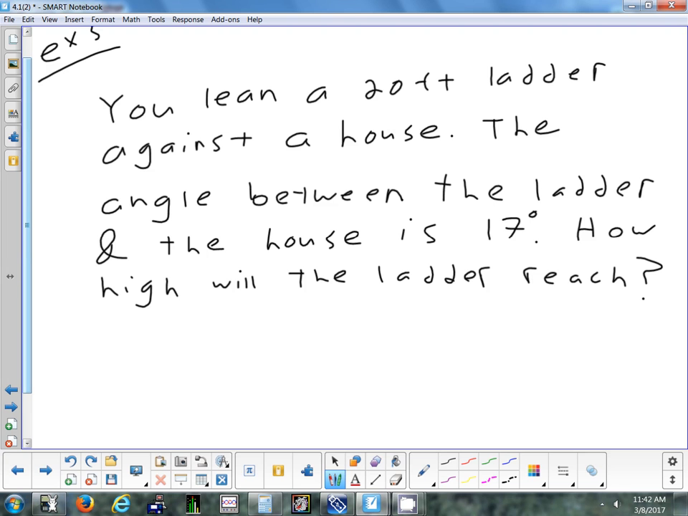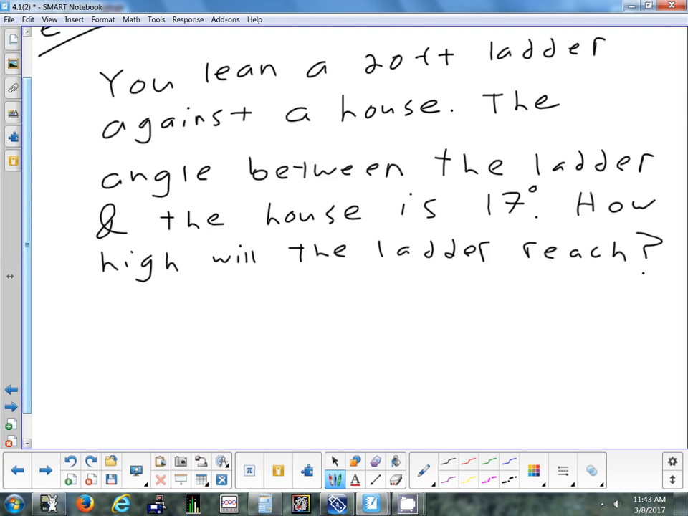Might be a bad idea. How come? Yeah, you can't put the ladder straight, it's going to fall. So you got to put it at an angle. All right, so what do you think this problem really asks us, or what we need to do as our first step?